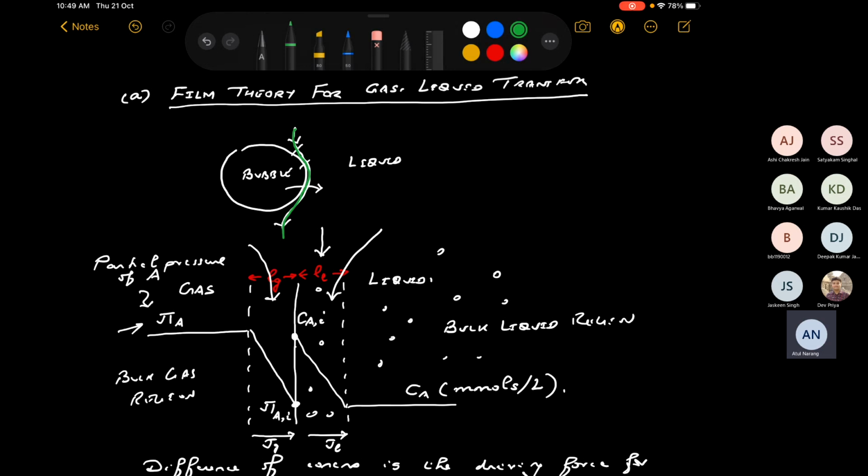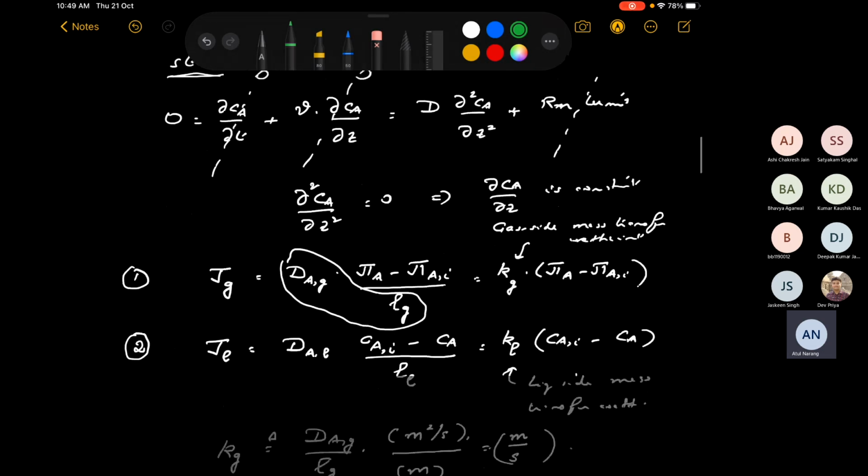And this is actually covered in your transport phenomena. In the new edition, this is covered. I'll just mention it.